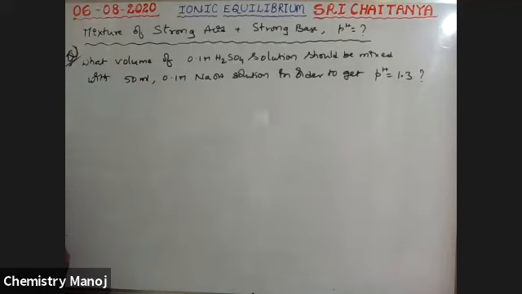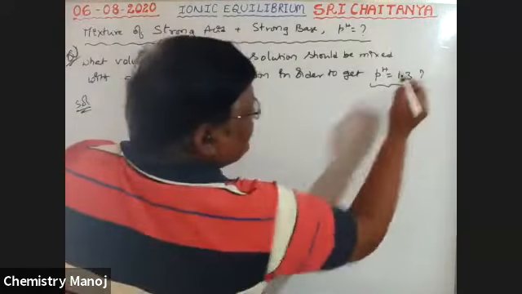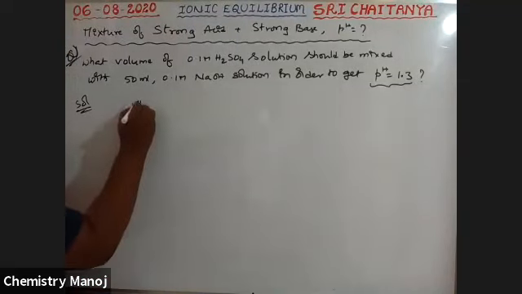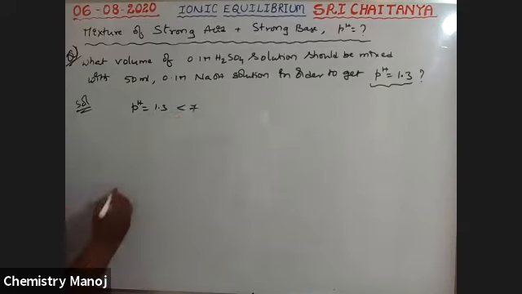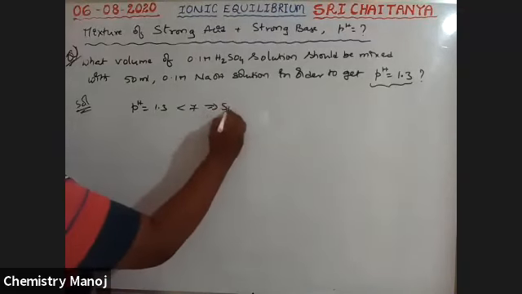Okay, I am solving the problem. Given pH is equal to 1.3. pH equal to 1.3 means it is less than 7. Therefore, the solution is acidic.